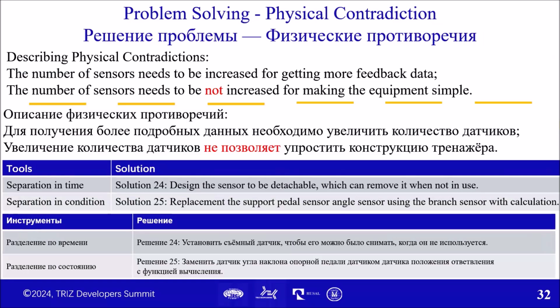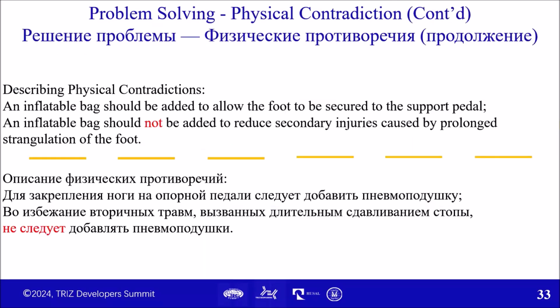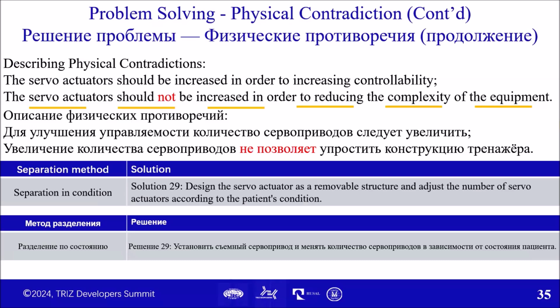In addition to the 12 pairs of technical contradictions, we identified 3 pairs of physical contradictions, such as whether to increase the number of sensors, whether to increase the inflatable bondage, and whether to increase the drive motors, after which we solved the problem using the method, resulting in 6 solutions.